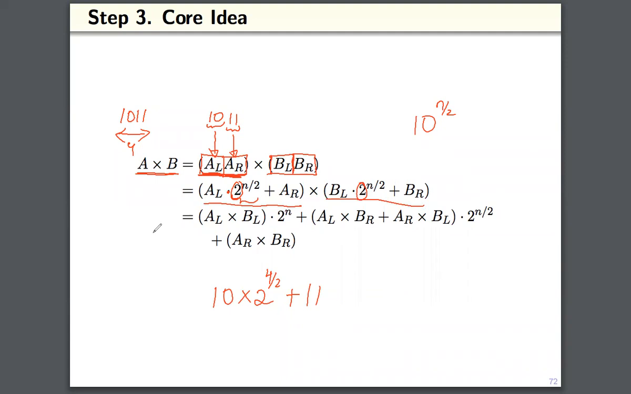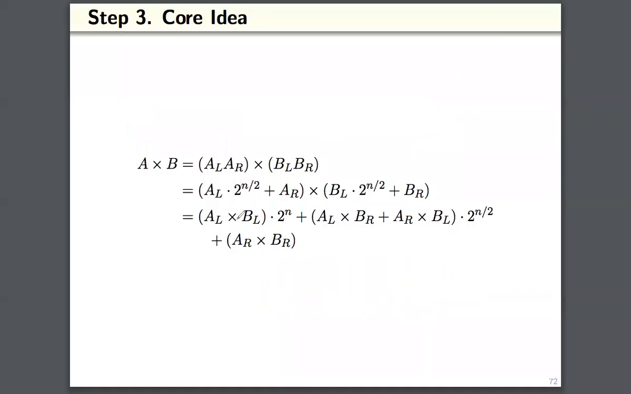Now what do we do? So you know this formula, right? A plus B times C plus D, just expanding it: AC plus BC plus AD plus what else? BD. Just expand it. We will expand it here also. So 2 power n by 2 times 2 power n by 2 is 2 power n. Multiply AL and BL, AL times BL.